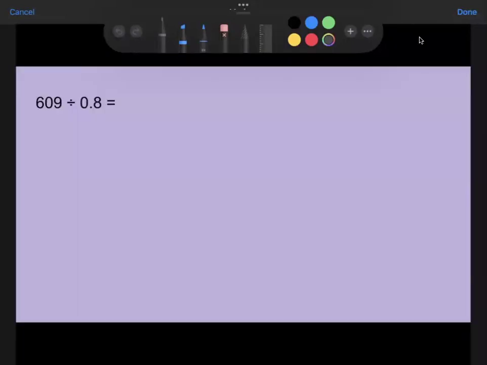Okay, here is our next example and our last one for today's video. We're going to take 609 and divide it by 0.8. So I'm going to put 609 in here and 0.8 here. So again, I don't want to divide by 0.8. I want to divide by a whole number. So I'm going to move that to the other side of the 8 to make it 8 instead of 0.8.